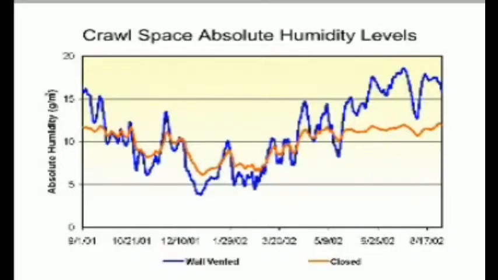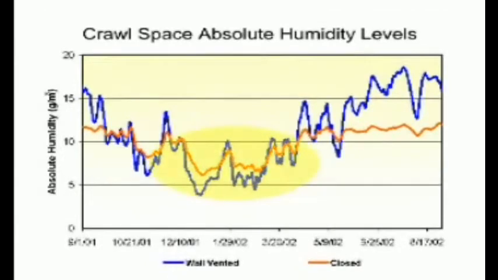This next graph shows what absolute humidity conditions were for an entire year in the field test. Absolute humidity is a measurement of how much water vapor is in the air, and this graph reveals that during the winter, both the wall-vented and closed crawl spaces reached their driest conditions, and they ended up performing about equally well. Since winter ends up resulting in drying conditions for both groups, crawl space moisture control efforts really need to focus on the wetting effect that hot, humid weather has on wall-vented crawl spaces.